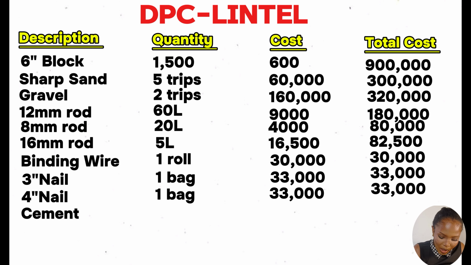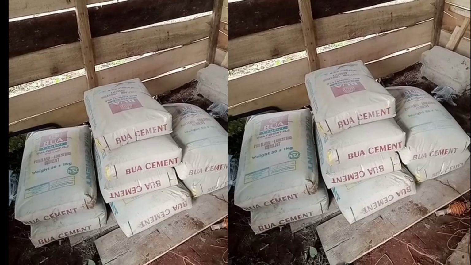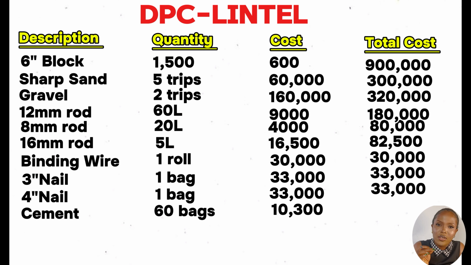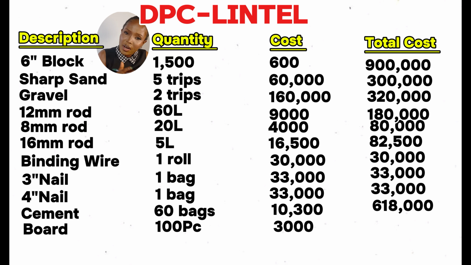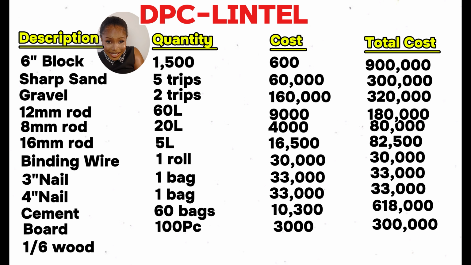You need 60 bags of cement, and a bag of cement costs 10,300 naira. 10,300 naira multiplied by 60 is giving us 618,000 naira. You need board, 100 pieces of board, and each piece costs 3,000 naira. So 3,000 naira multiplied by 100 is giving us 300,000 naira. Then you need 30 pieces of 1/6. Each piece costs 1,500 naira. So 1,500 naira multiplied by 30 is giving us 45,000 naira.